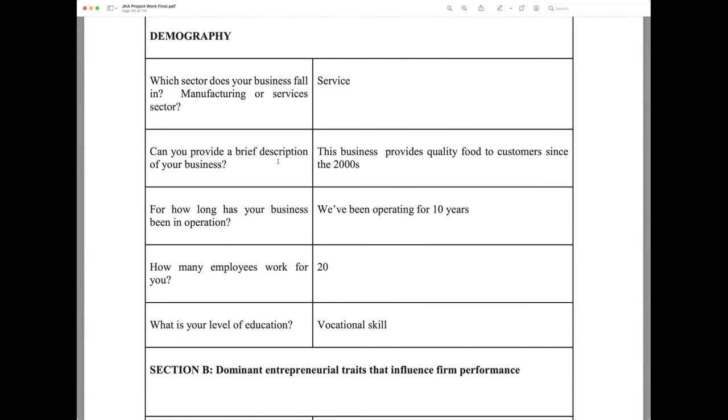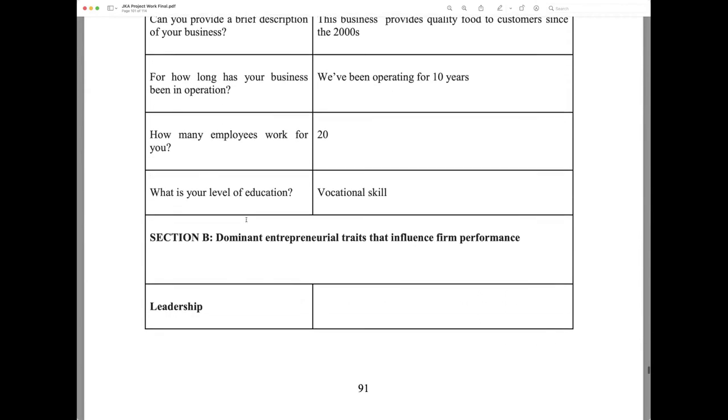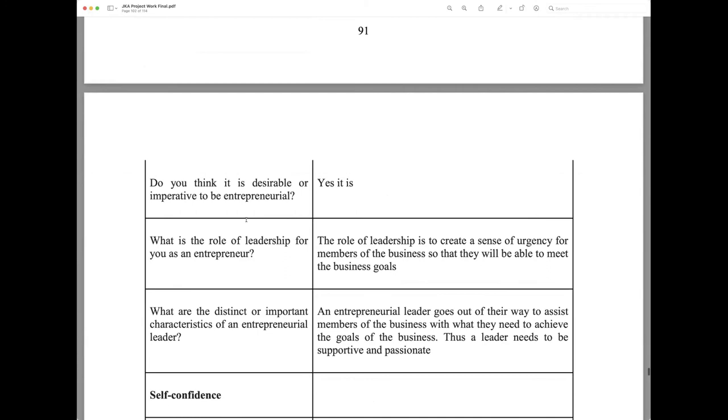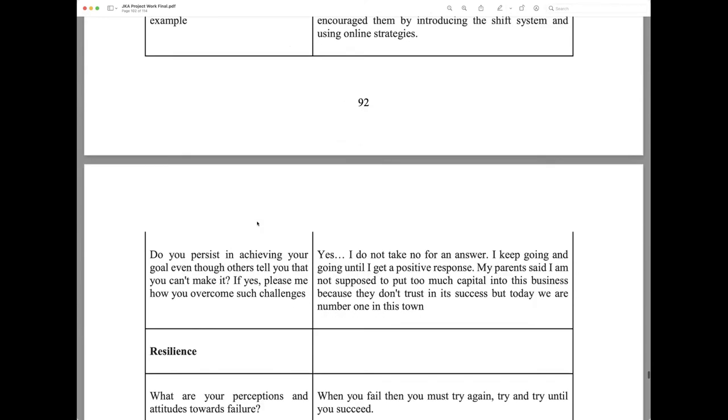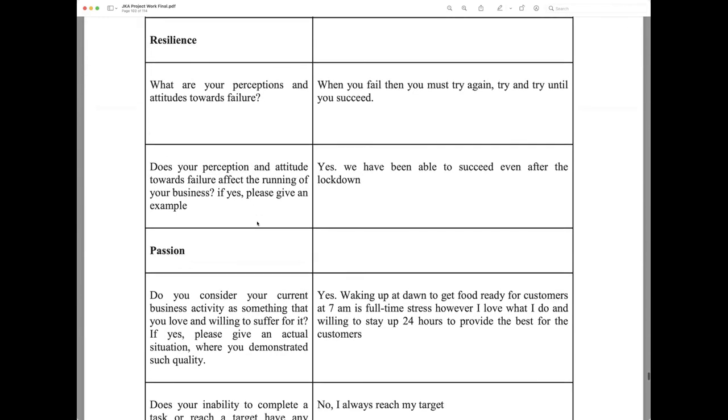Can you provide a brief description? How long has your business been in operation? How many employees? What's your level of education? Then it goes to leadership. Do you think it's desirable or imperative to be an entrepreneur? Yes, it is. What's the role of leadership for you as an entrepreneur? So we get these viewpoints from them, depending on leadership, on self-confidence, to be able to build a picture of what a person is saying.